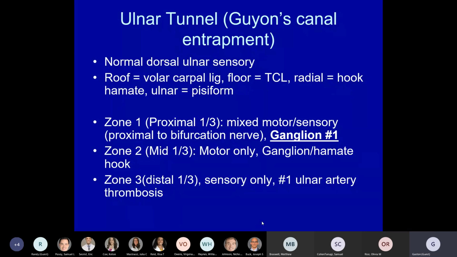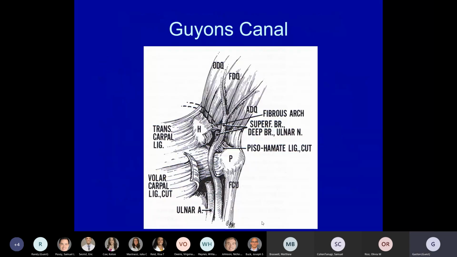There are 3 zones, and it makes sense. As the nerve enters Guyon's Canal, it's a mixed motor sensory nerve. Then in zone 2, the motor branch breaks off, and then at the end, you're left with just the sensory branch. So those are your 3 zones. It's been asked multiple times, the number 1 cause of Guyon's Canal entrapment, and the answer is a ganglion. If they wanted to get very specific, in zone 3, the number 1 cause is ulnar artery thrombosis or hypothenar hammer syndrome. But overall, ganglion's the number 1. There's Guyon's Canal.